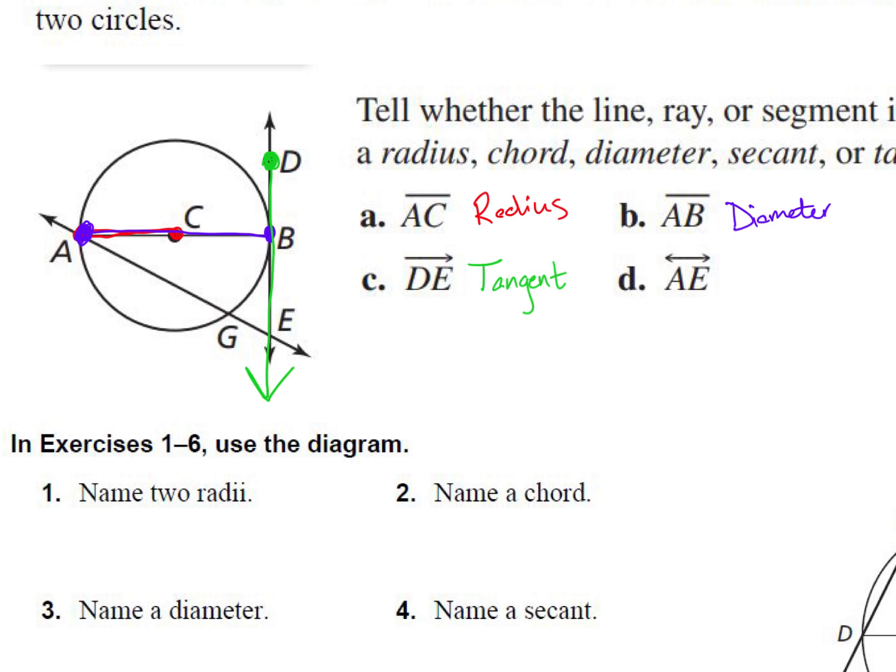All right, then we have AE. What's that symbol on top of AE? A line. Remember, if it's got arrows on both sides, it's a line. It goes on and on forever in both directions. So we have AE, and we just have the line going forever and ever. What is that one going to be? Secant. Y'all say it. Secant. Why is it a secant? It's touching at 2 points. Yeah, it intersects at 2 spots on the circle.